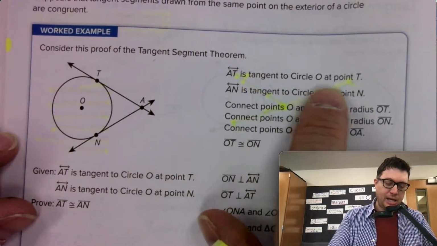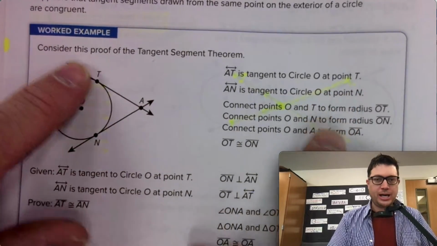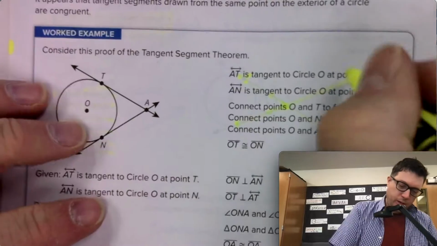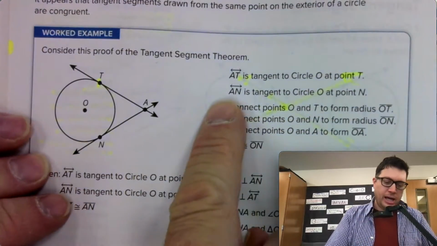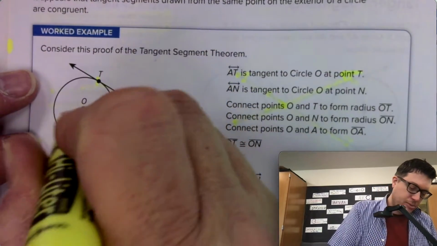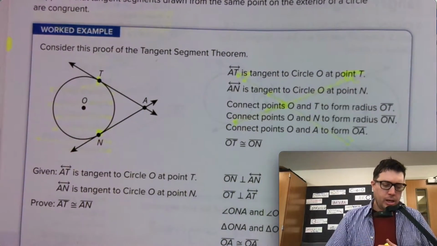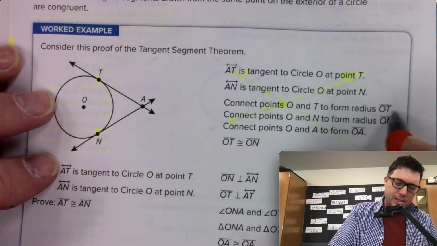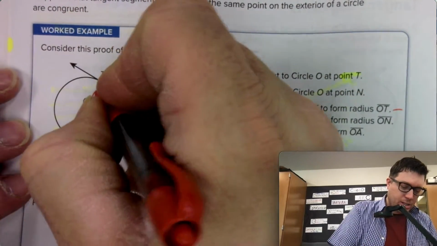AT is tangent to the circle at point T. So there's AT, and it's tangent to the circle at point T, the point of tangency. And then AN is another tangent line to the circle, with the point of tangency at N. If you connect points O to T to form radius OT, well, they didn't, so I'm going to do that. I'm going to connect OT right there.